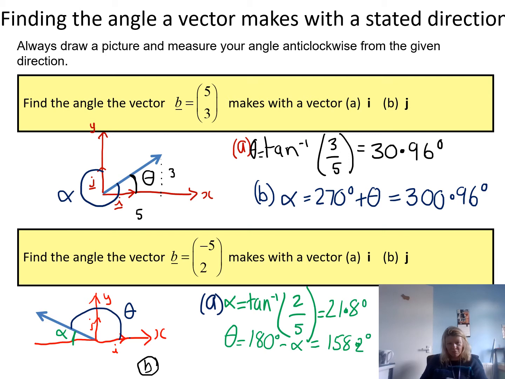Right, part B. B is the angle it makes from the j-axis, so that's easier. That one there. Let's call that phi. So phi equals, and that one you can get by doing 90 minus alpha. I hope you can see that angle there. So 90 minus alpha, and if you do that, you get 68.2 degrees. Job done.